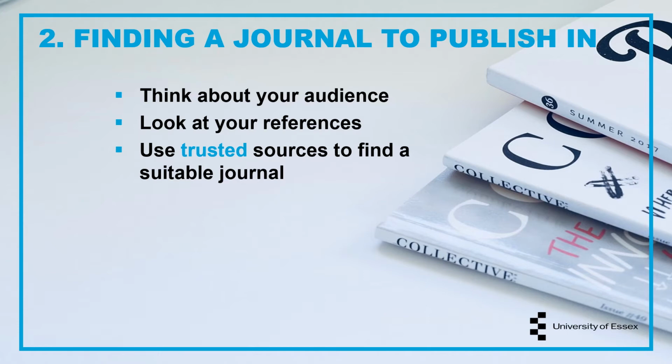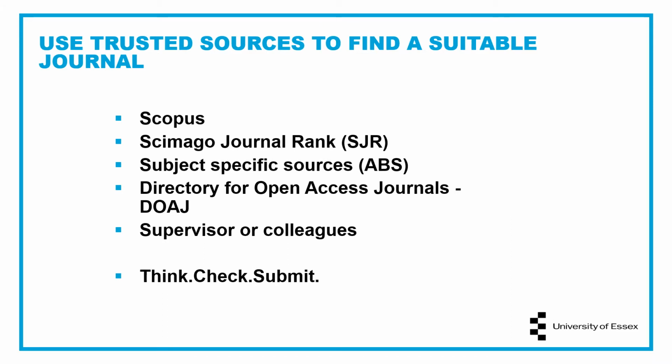Use trusted sources to help you find and evaluate potential journals to publish with. Scopus is a great place to start when looking for journals, and the university has a subscription to this source. If you search for Scopus on the library website, you will be prompted to log in with your institutional login details before accessing it. Once on Scopus, you can navigate to Scopus sources and can either search for specific journals or browse by subject area to see a list of relevant journals.